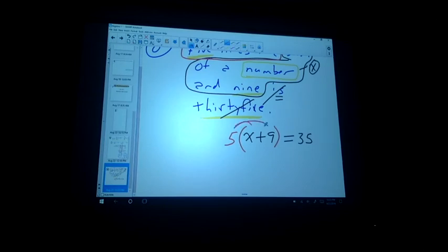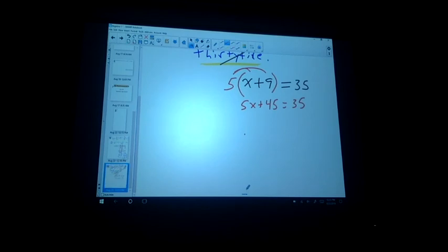All right, so let's work this down a little bit. Perhaps this. What did I just do here? What did I do? I distributed. Good. So I didn't move anything over the equal sign. So now I'm going to do this. Now what should I do? 5x plus 45 equals 35. What should I do? Subtract. That cancels that. So I get 5 times x is equal to 35 minus 45.